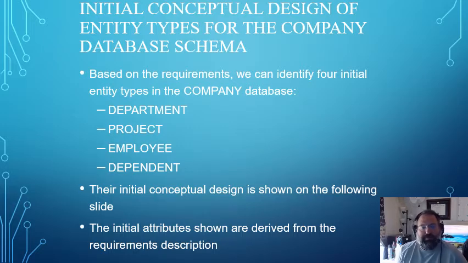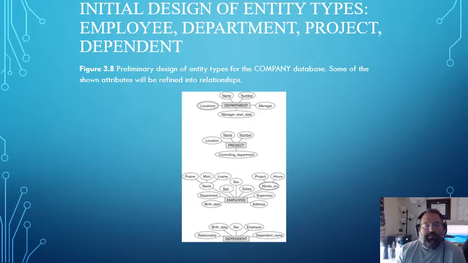The initial conceptual design of entity types for the company database schema. Based on the requirements, we can identify 4 initial entity types of the company database: department, project, employee, and dependent. Their initial conceptual design is shown on the following slide. The initial attributes shown are derived from the requirements description. So here's the basic preliminary design.